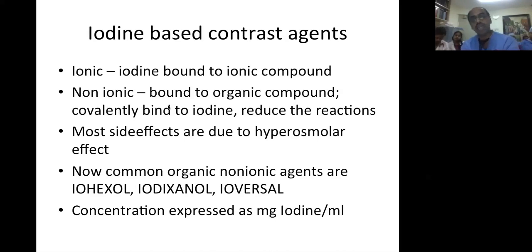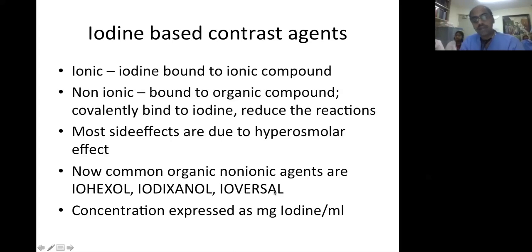Nowadays, what we have is non-ionic contrast. Non-ionic contrast means bound to organic substances, and they have a covalent bond and not the ionic bond of the previous generation. Most of the side effects are due to the hyperosmolality of the contrast. I'll come to osmolality a little later. The common organic, that means non-ionic, contrasts used today in clinical practice are iohexol, iodixanol, and ioversol.